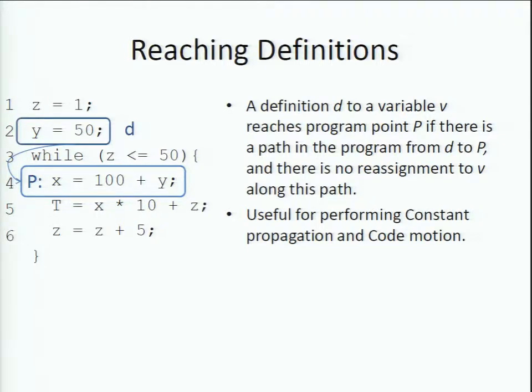Similarly, it can also be used for code motion. For code motion, you have to ensure that the statement is loop invariant, which means that it depends on variables which are themselves loop invariant. So again, statement 4 is a loop invariant statement because y is being assigned a value outside the loop. Hence you can remove statement 4 from the loop.